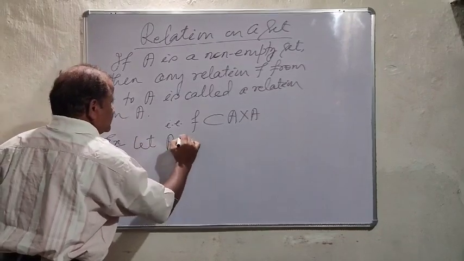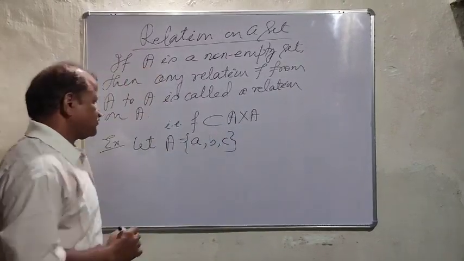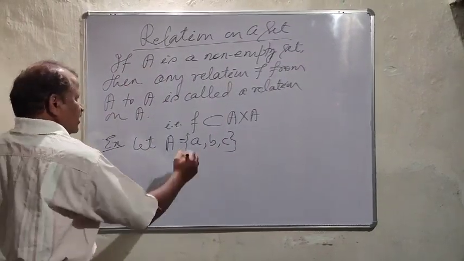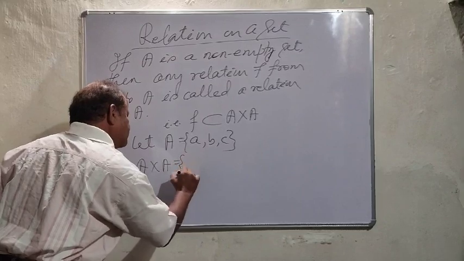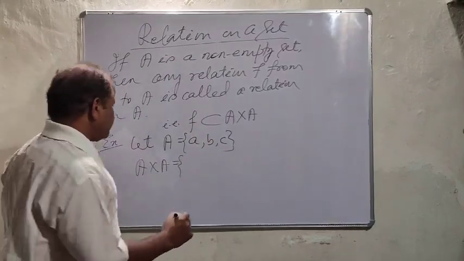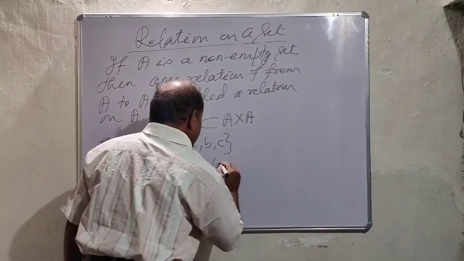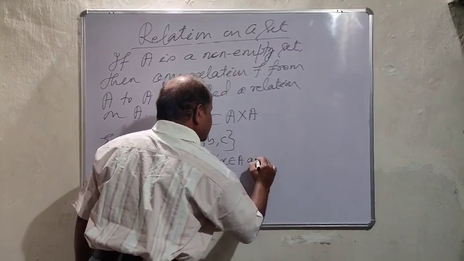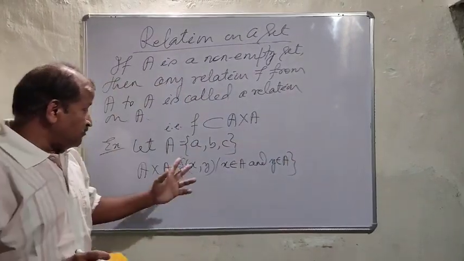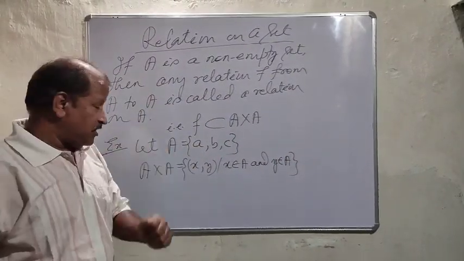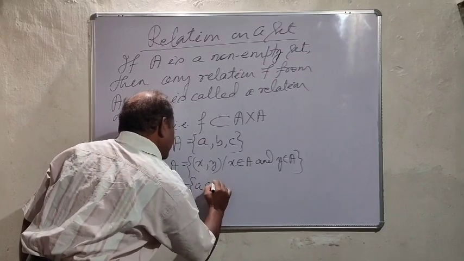Let A be equal to {a, b, c}. Then what is A Cartesian product A? First we can write it in set-builder form: the set of ordered pairs (x, y) such that x belongs to A and y also belongs to A. Here both elements of the ordered pair are elements of A only. So what will be in this case?